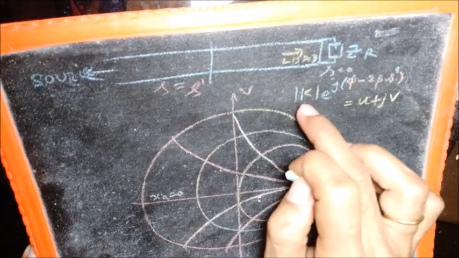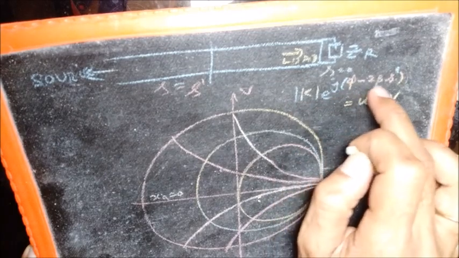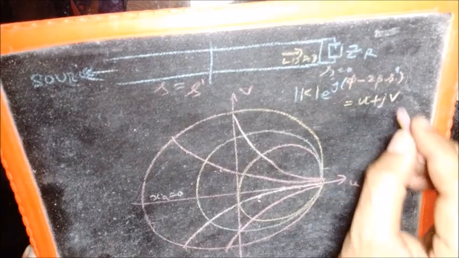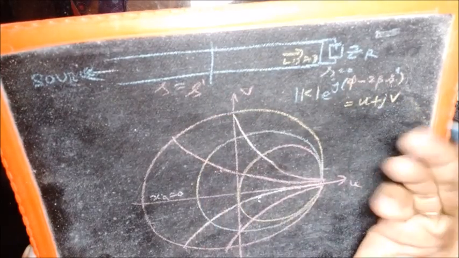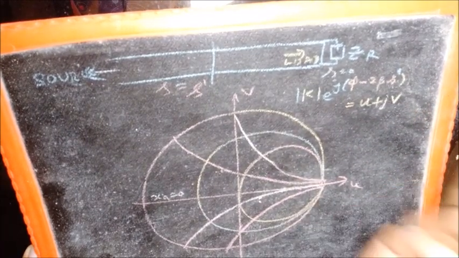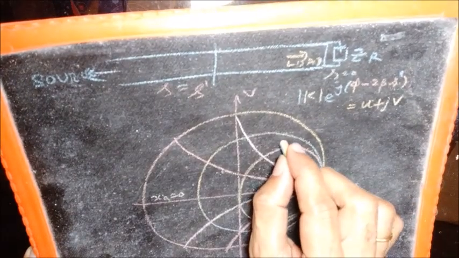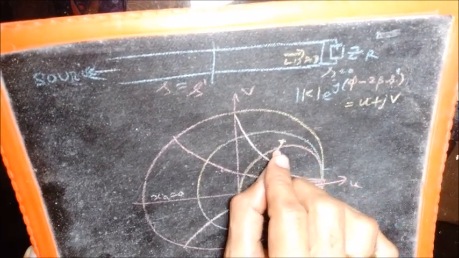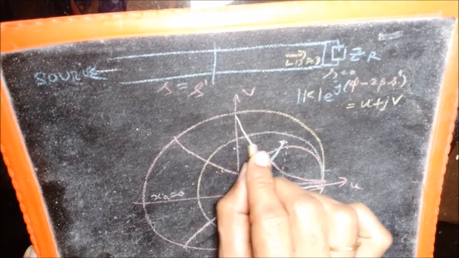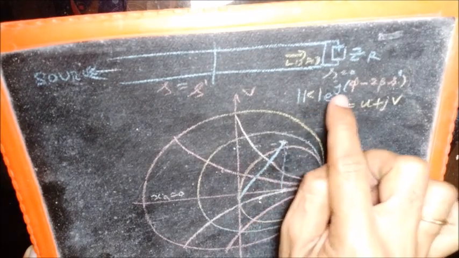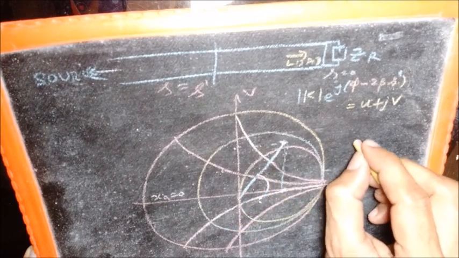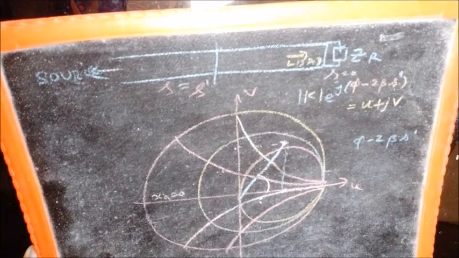So now at this position S equal to S dash, we have this quantity as magnitude K e raised to j phi minus 2 beta S dash, and that will be, of course, U plus jV. U and V will vary as S changes. At S dash, they will have a particular set of values depending on what is the magnitude of K and its phase phi. So let us say that it is somewhere here. This is just an arbitrary choice. So let's say that magnitude K e raised to j phi minus 2 beta S dash is this. So this angle will be phi minus 2 beta S dash.